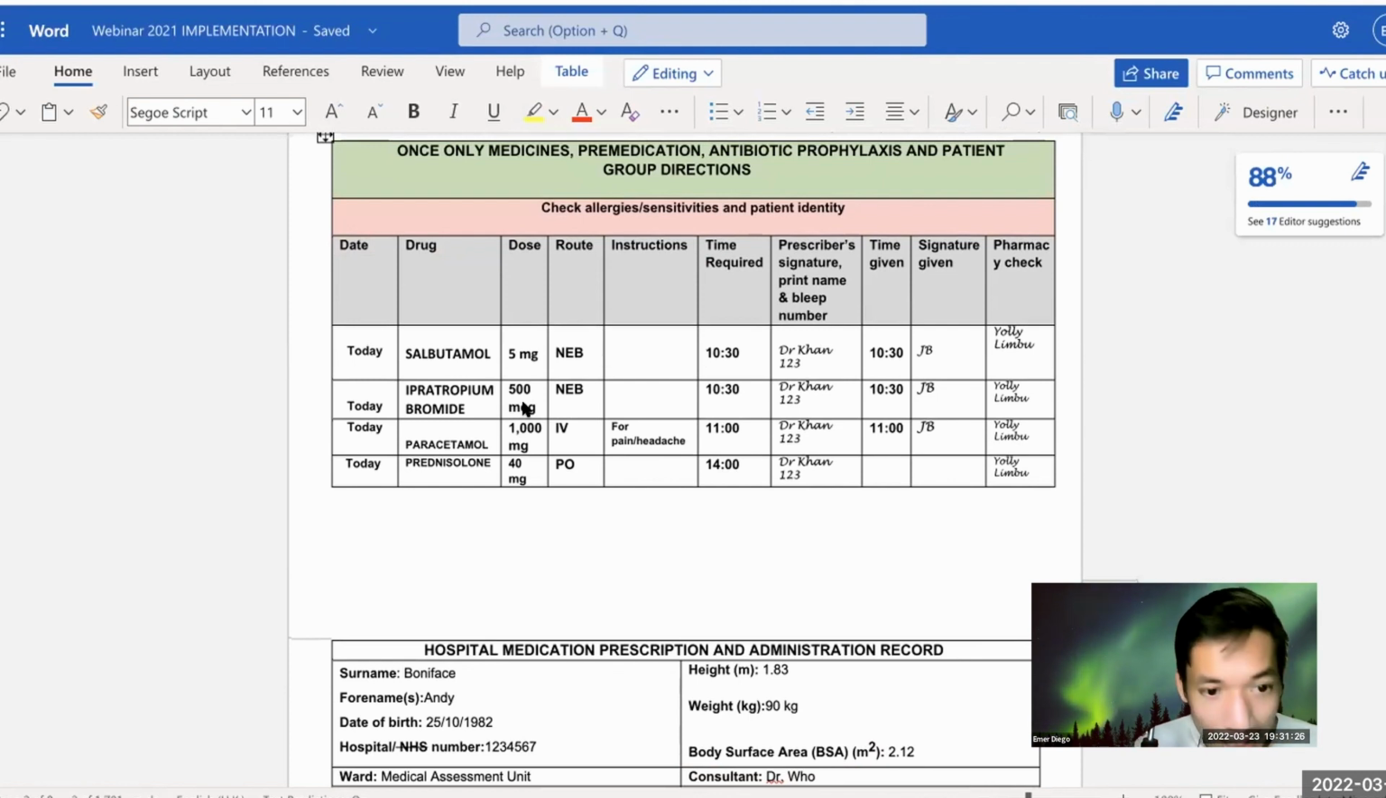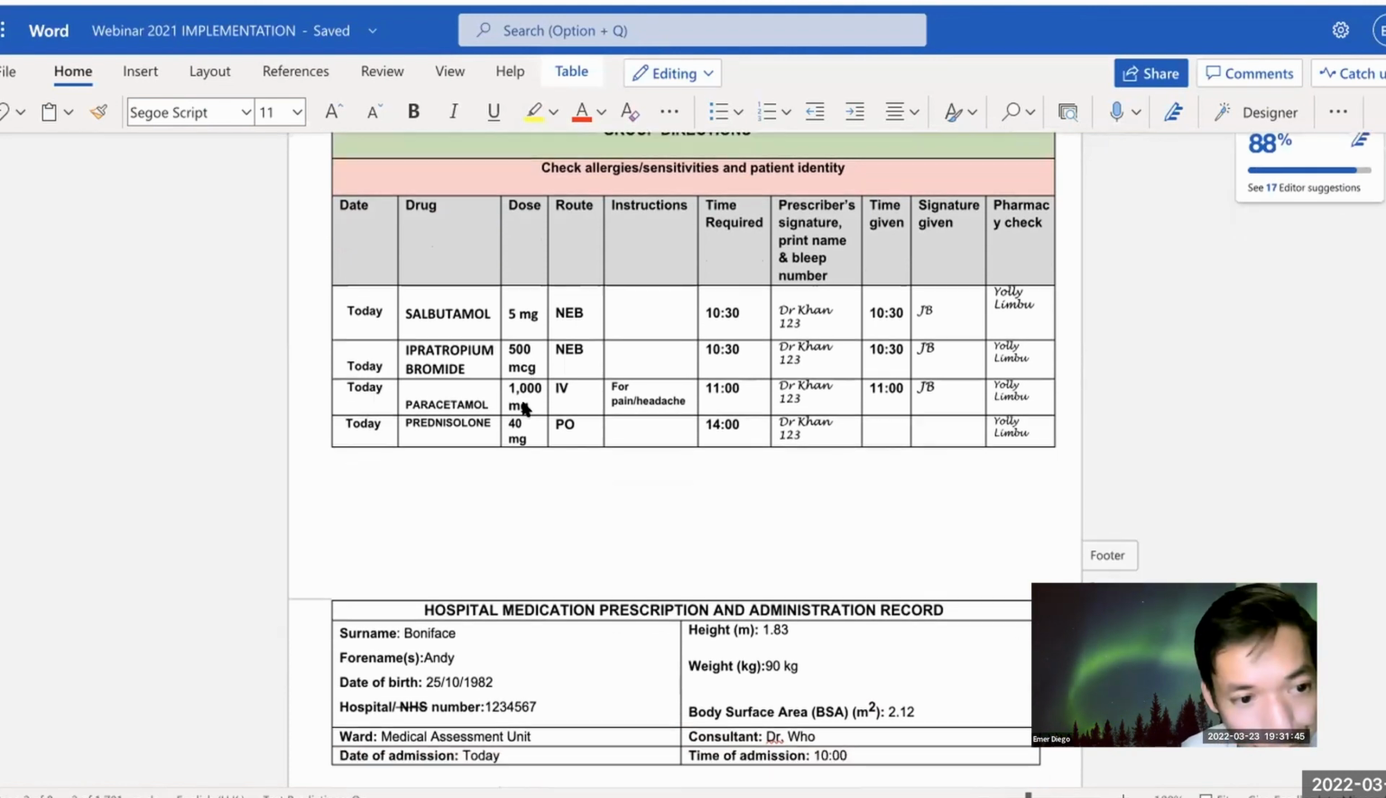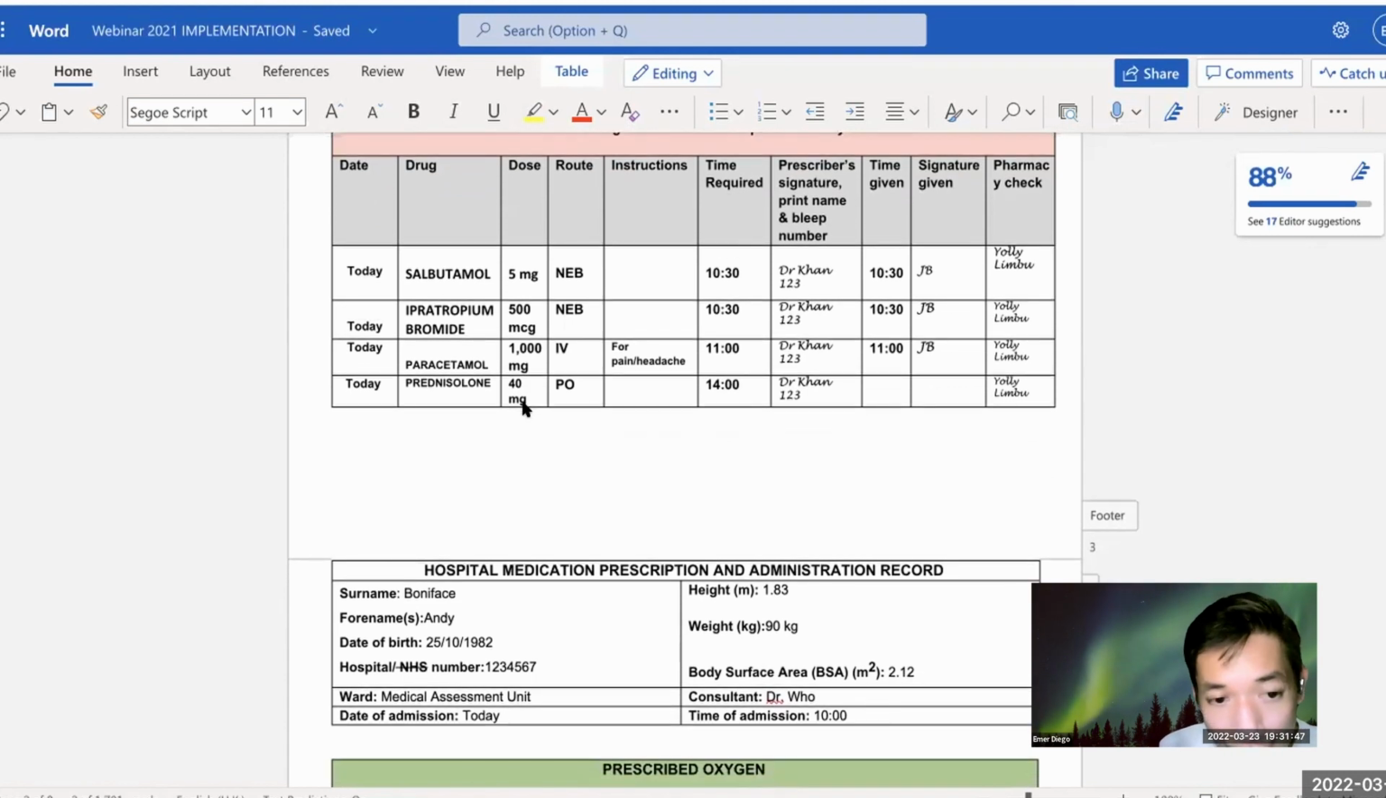Next is today, paracetamol, 1,000 milligrams IV. The instruction is it's for pain or for headache. Time required is 11 o'clock. Signed by Dr. Khan with bleep number 123. Time given 11 o'clock. Signed by JB and checked by Yoli Limbu. So similar with your first two, you don't need to do anything at this point.